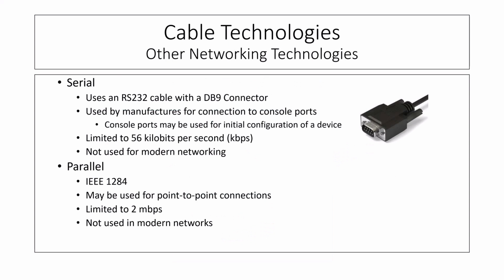Our serial cables are limited to 56 kilobits per second. Again, we don't use this for networking. It's used for initial configuration of our devices.